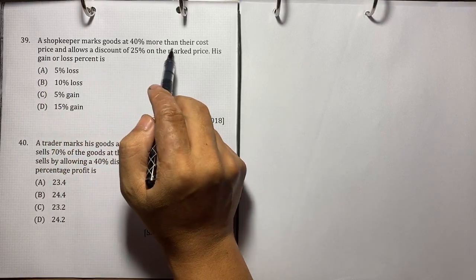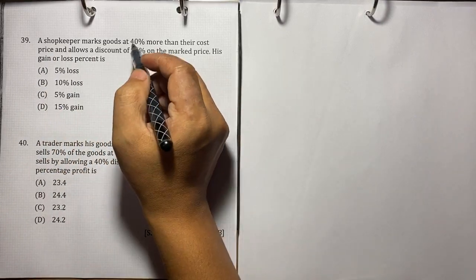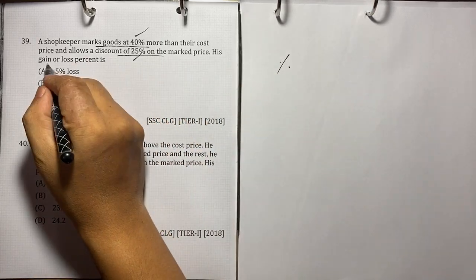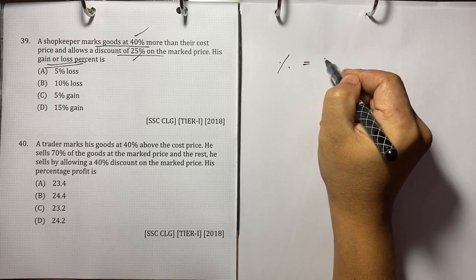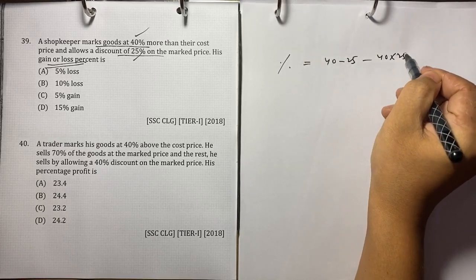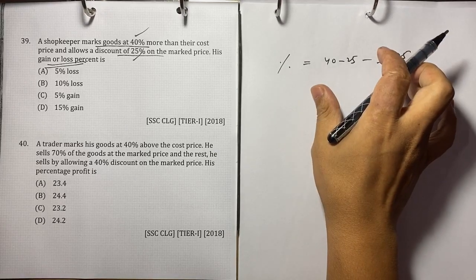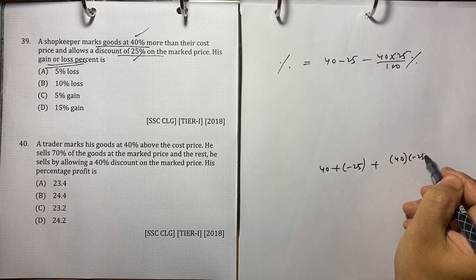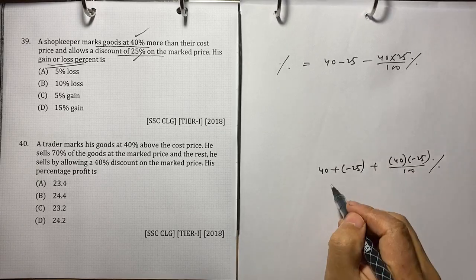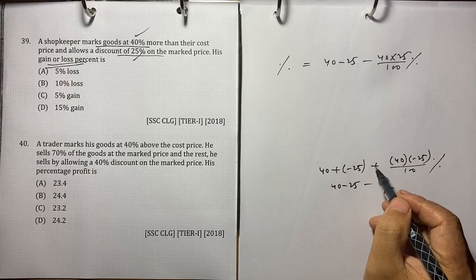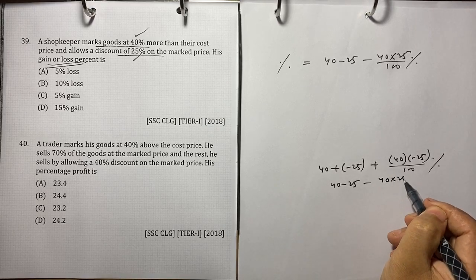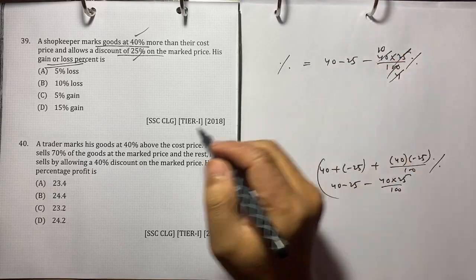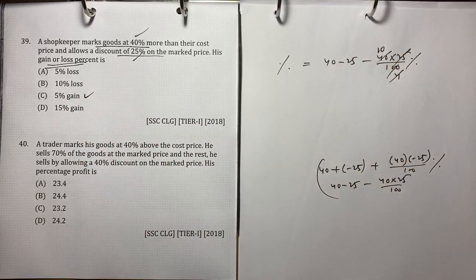A shopkeeper marks his goods 40% more than the cost price and allows a discount of this on the mark price. His gain or loss percent? So the question is gain or loss. Total percentage will be 40 minus 25 minus 40 into 25 divided by 100. We assume the sign, then consider the sign of the answer. This will be 40 into 25 divided by 100, so I get this. Cancel at 4, cancel at 10, 15 minus 10, 5% plus, it is a gain.